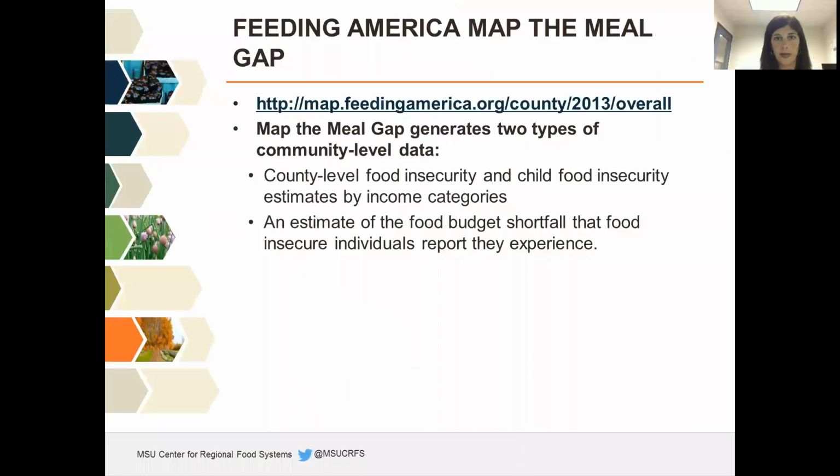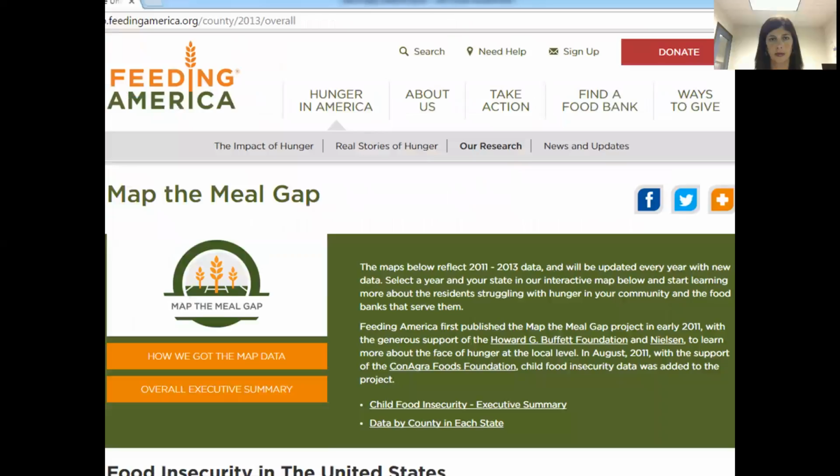The Feeding America Map the Meal Gap, if you have never been on that site, is a great website, and it generates two types of data at the community level. This is information we've used readily for the Food Policy Council as well. It looks at county level food insecurity and also child food insecurity, and it also gives you an estimate of the shortfall of the food budget that these insecure individuals experience. The data for the Map the Meal Gap is updated every year through Feeding America. The maps that I'm going to show in a minute reflect data from 2011 through 2013, but like I said, it is updated every year.